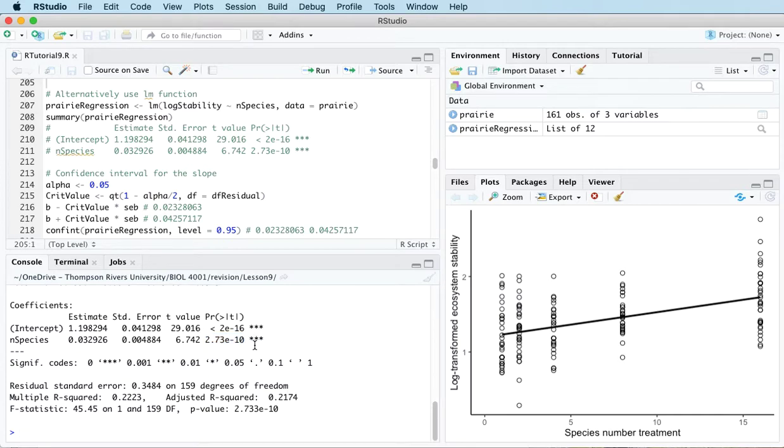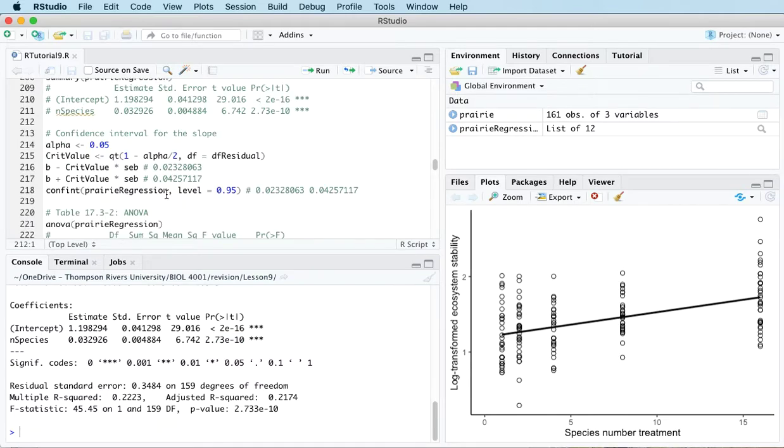That brings us to the 4th step, which is to make a decision and draw a conclusion. Because 2.73 times 10 to the minus 10 is less than a significance level of 0.05, we reject the null hypothesis in favor of the alternative hypothesis and conclude that the population slope is not 0. In other words, we've established a statistically significant linear association between log transformed ecosystem stability and species number treatment.